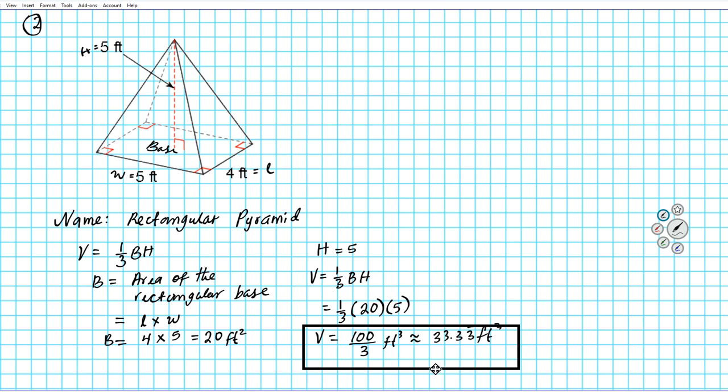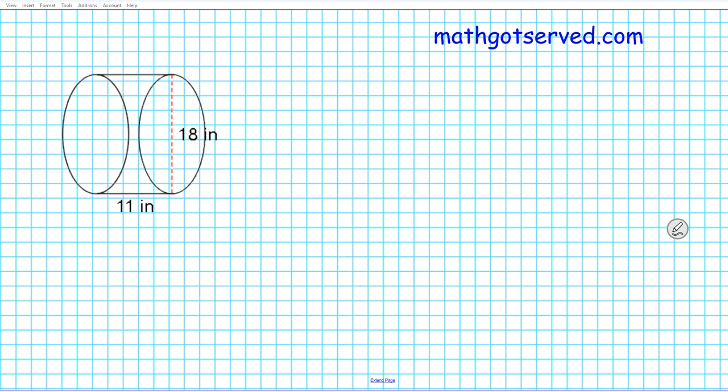Okay, let's move on to question number 3. What kind of solid is this? This right here for question 3 is a cylinder. Let's name it. The name is a cylinder.